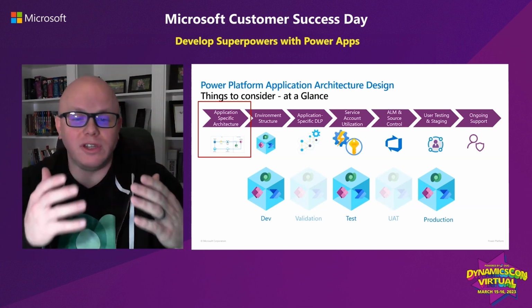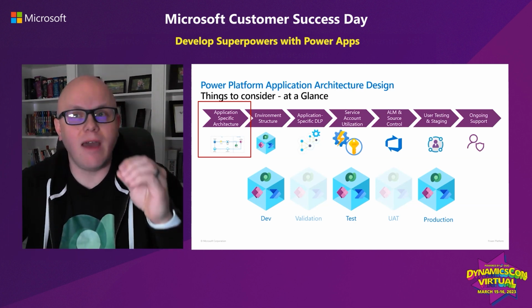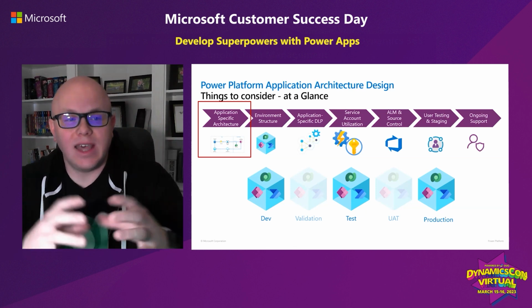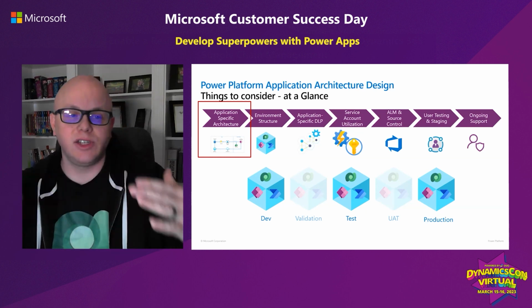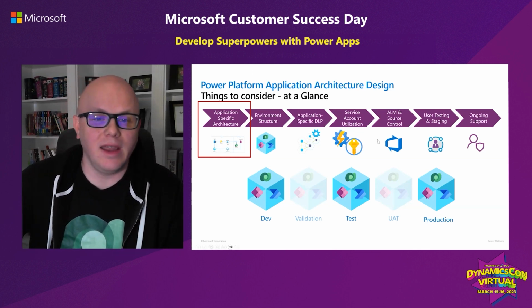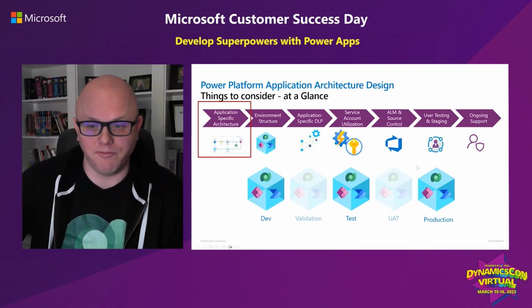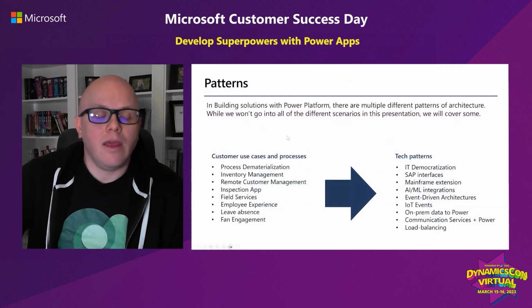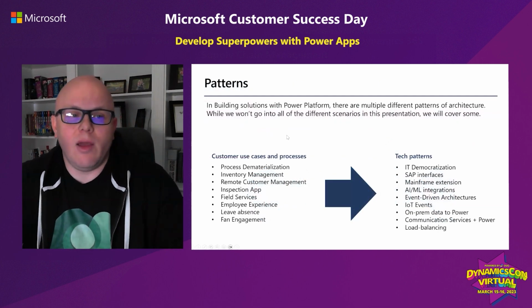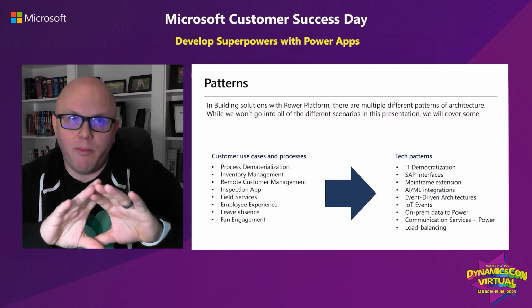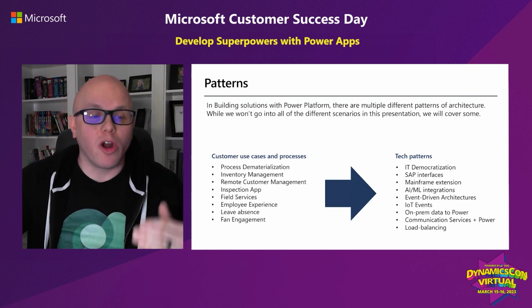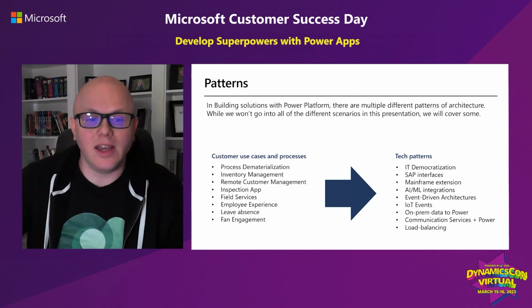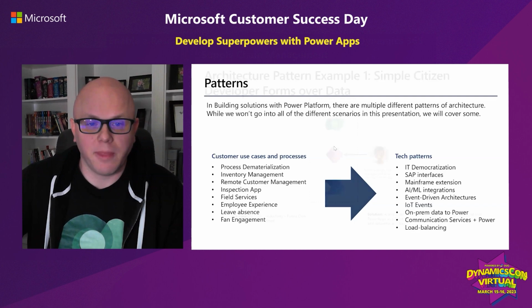recognizing that whenever you decide you're going to build something, you have to identify what that architecture is going to look like. Is it going to be Power by itself, or are you going to have additional components to it that might extend beyond the Power Platform? You'll note that with architectures in Power Platform, there are multiple different patterns that we see. We're not going to go into all of these today, but I do want to highlight a few of them.